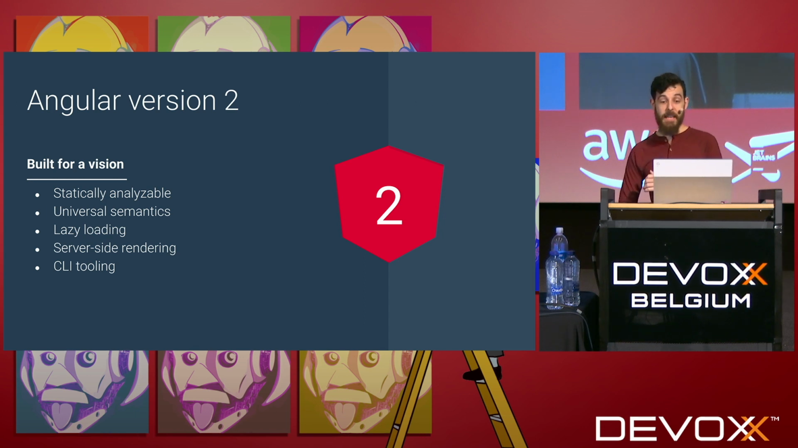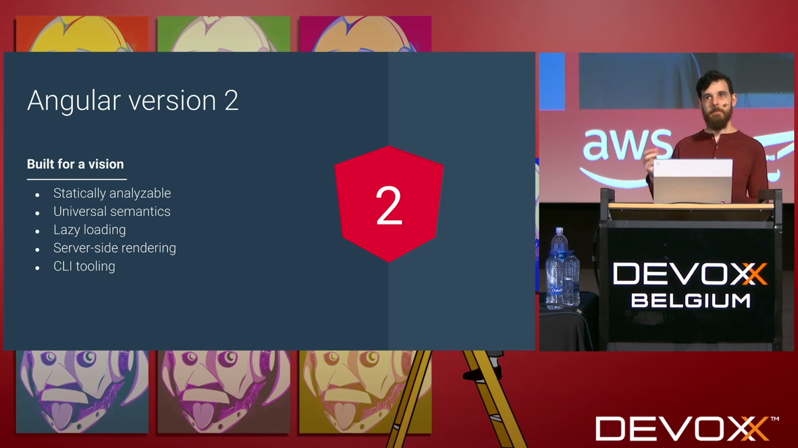It was built to be statically analyzable so that you can check your templates for errors and avoid shipping compiler code to the browser. It had universal semantics, so whereas in AngularJS you had to create individual APIs for things like click and double click and mouse over, with Angular there's just one semantic that works for all events. So things like that. Lazy loading and server-side rendering were something that were considered from the very beginning, and we started having CLI tooling to make it easier for people to do local builds and testing and serving without having to come up with their own development environment.